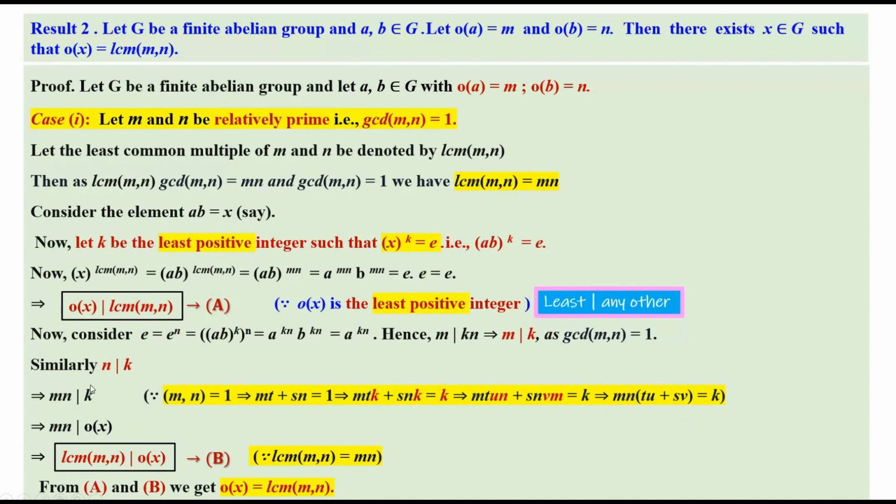So LCM of m, n is mn, so with mn being replaced by this, LCM of m, n divides the order of x. So from these two we conclude that the order of x is equal to LCM of m, n. So that is our claim. This is established when m and n are relatively prime.